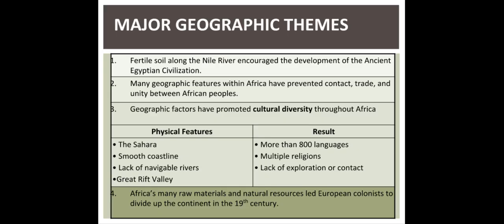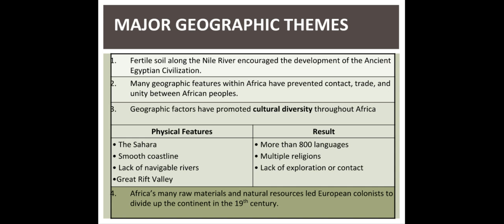These are some of the major geographic themes that we have to talk about, different things that have an impact on Africa and the people. The first one is the fact that fertile soil along the Nile River encouraged the development of ancient Egypt. This soil created one of the earliest civilizations.